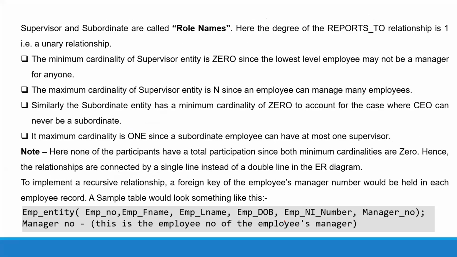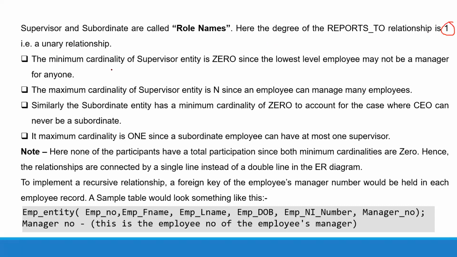So what is the cardinality of this recursive relationship? The supervisor and subordinate are called role names. Here the degree of the reports to relationship is 2? No: how many entities are in this relationship? Only one entity, so the degree we call it 1. Very important. So what is the degree of a recursive relationship of an entity? Only 1. Then what is the cardinality? We have to see, very important, the instances of an entity.